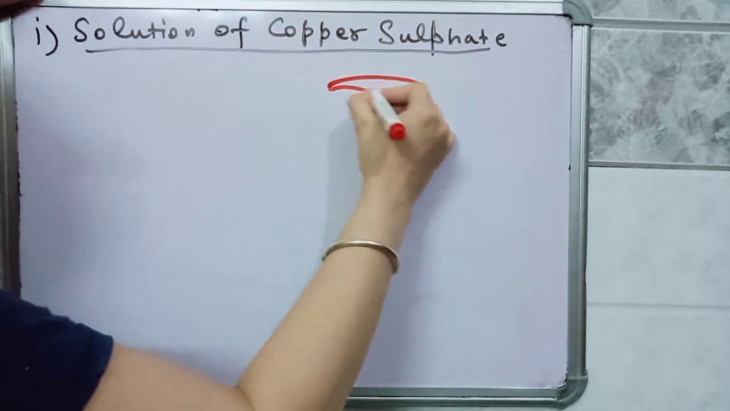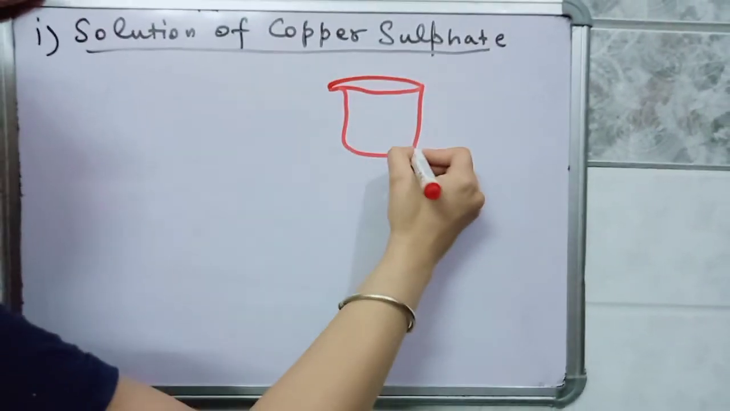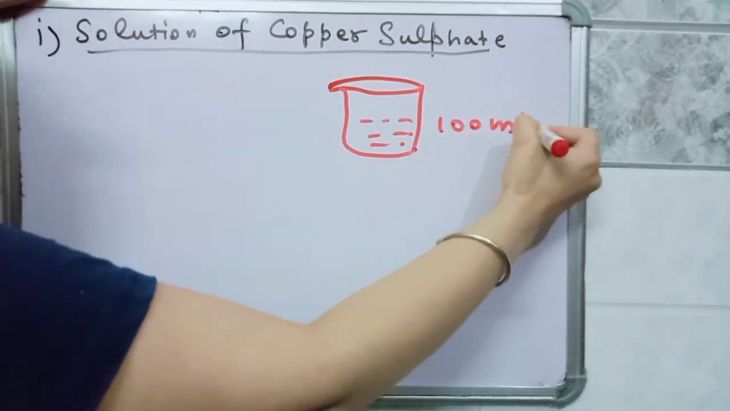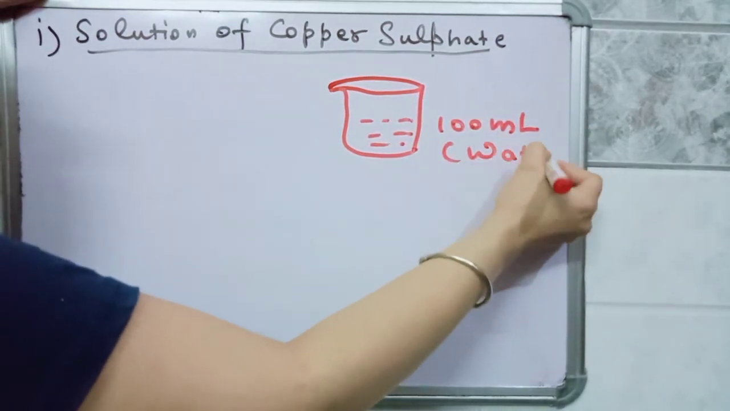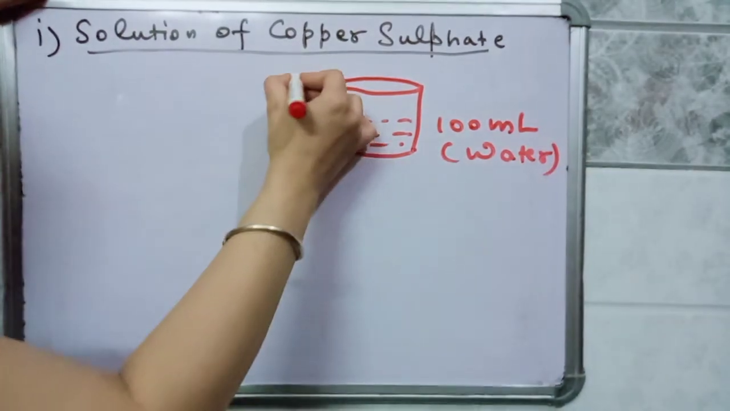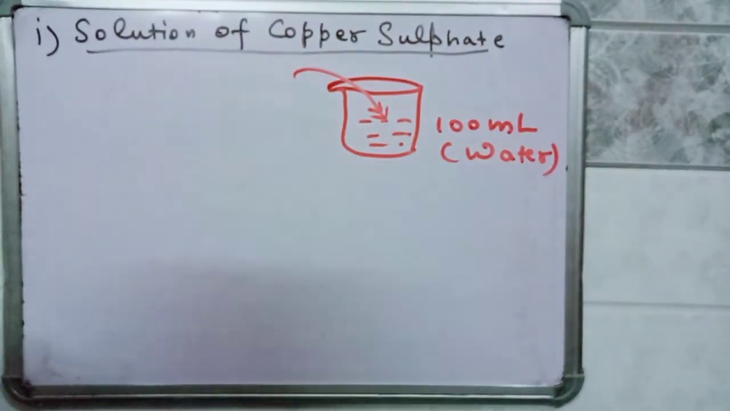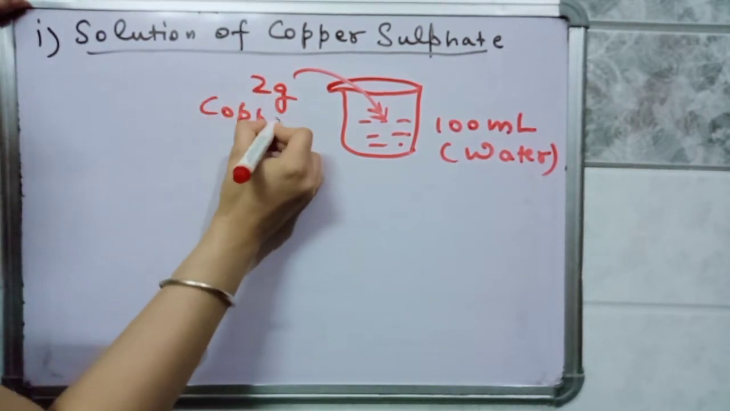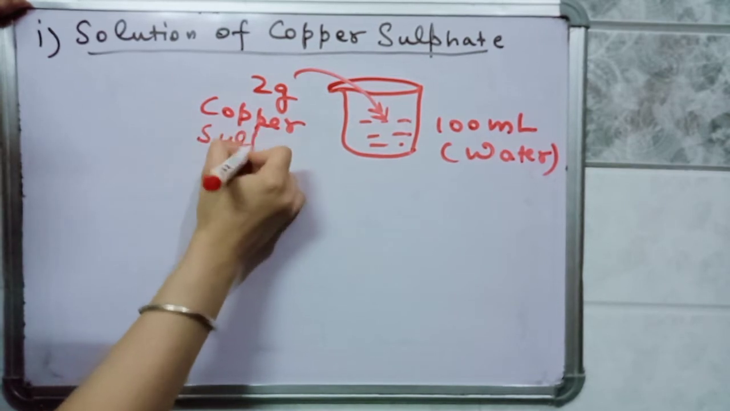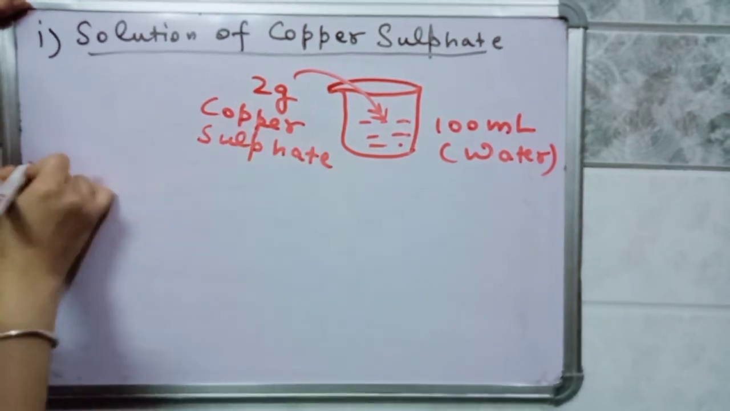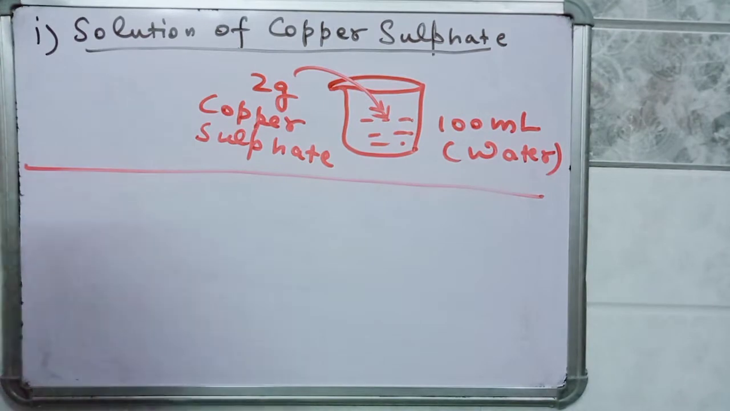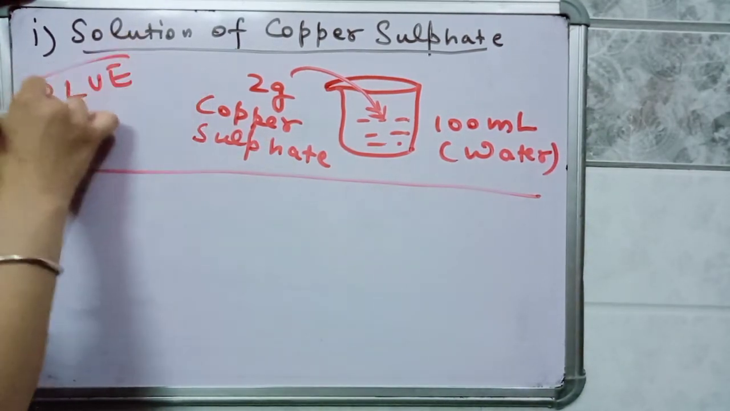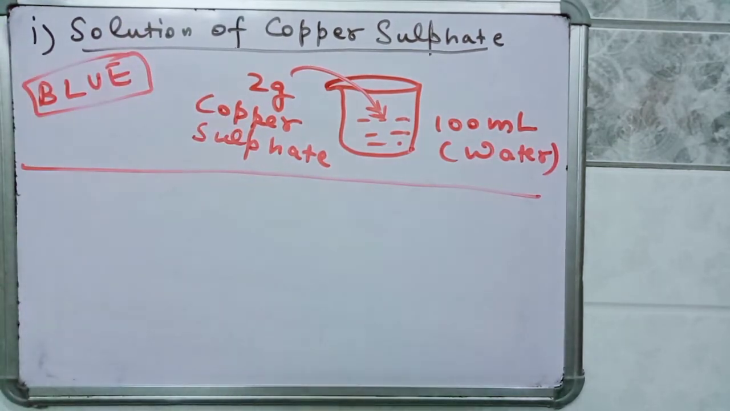Suppose you have a beaker, and in this beaker 100 ml of water is present. Now in this beaker in which water is already present, add 2 grams of copper sulfate. What will you add? 2 grams of copper sulfate. So you will obtain a solution which is blue in color.